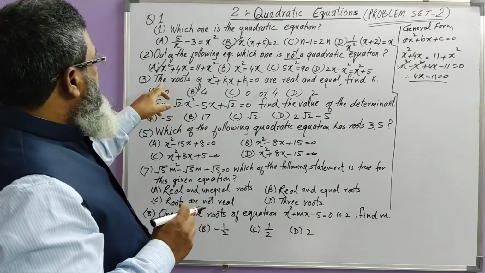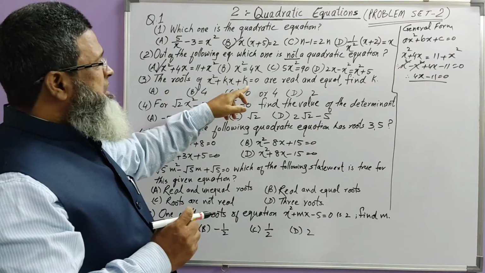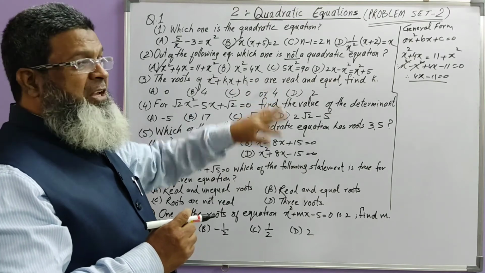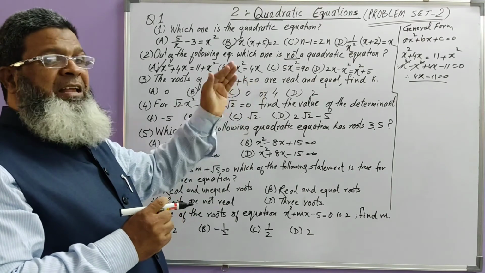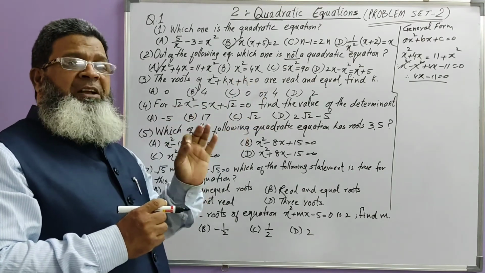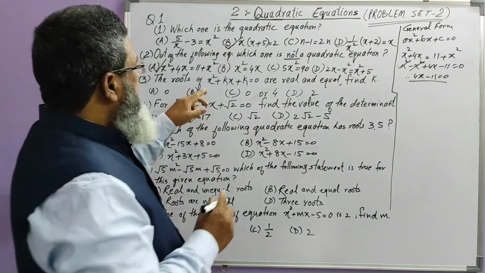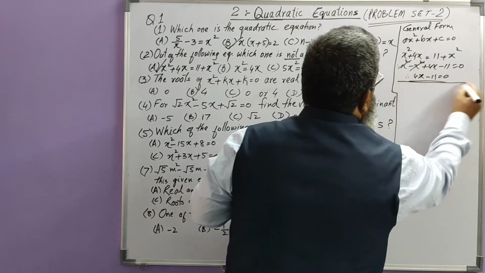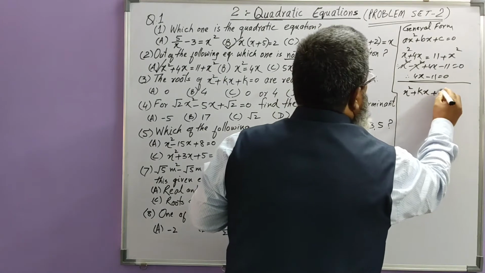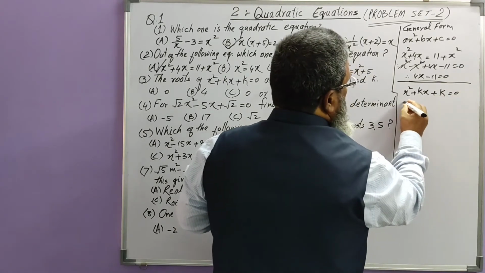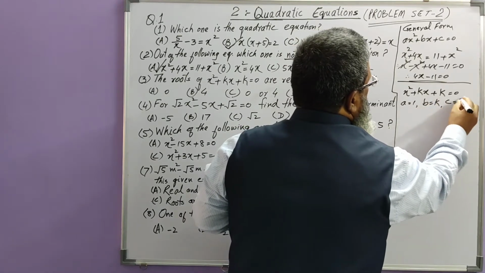Now in question 3, the roots of x square plus kx plus k is equal to 0 are real and equal. Find k. Here the roots are real and equal. It means the discriminant, or you can say b square minus 4ac, is equal to 0. So just check. The equation given is x square plus kx plus k is equal to 0. Here a is equal to 1, b is equal to k, and c is equal to k.